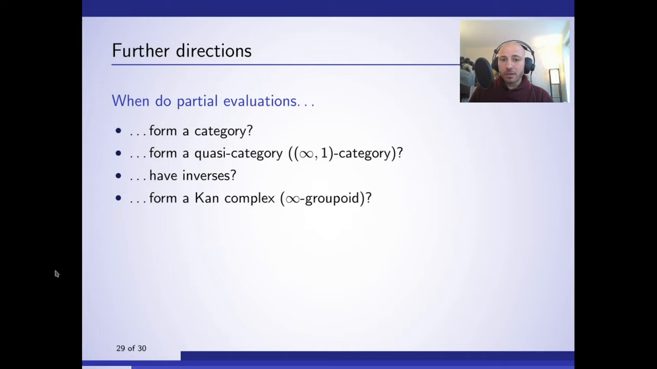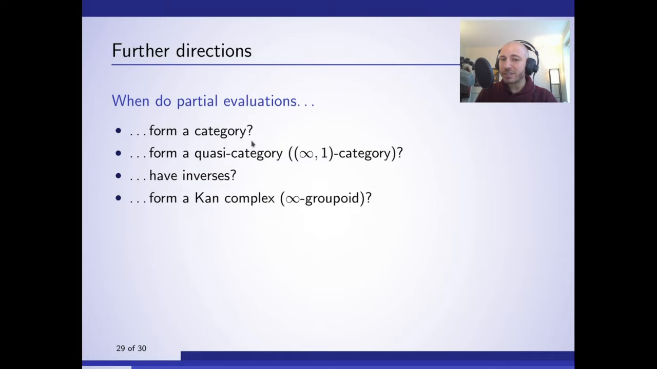With the group, we also worked on some further questions that I haven't presented today, which are still a work in progress. So here are the questions. First of all, when we can compose partial valuations, and we see that there are identities, when are they actually a category? So when we have associativity and so on. Or sometimes we saw that we have weak composition, we have many composites. So when are they a weaker version, like, when are they a quasi-category? An infinity one category.